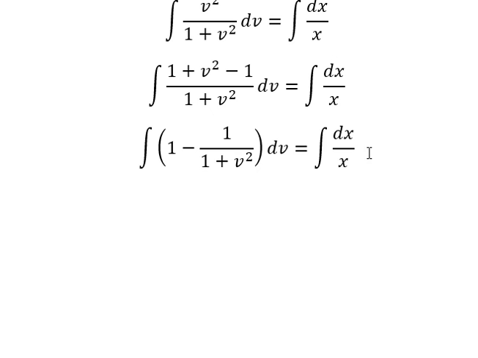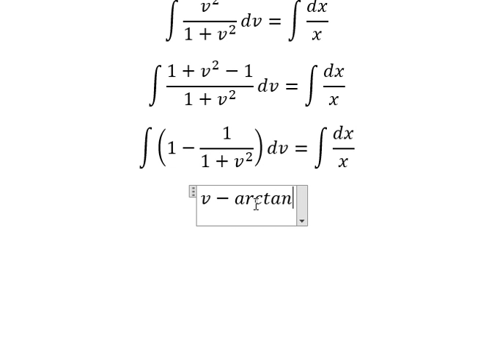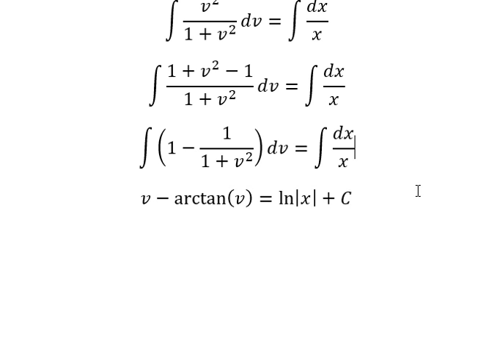The integration of number 1, you get v. The integration of this one, we have arctan of v. The integration of the x over x, you get ln of the absolute value of x, and we put c.